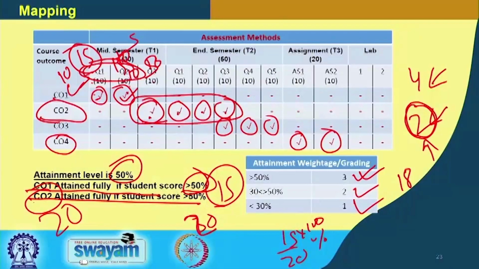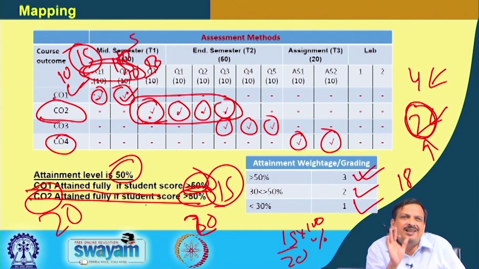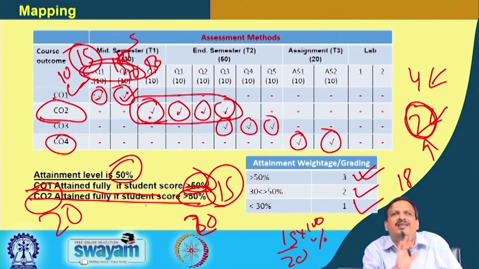We discuss how to calculate the attainment for a particular CO. Let us take the example of CO2 here. I said CO2 is attained fully if a student scores more than 50% marks. I have designed the question paper in such a way that if a student is able to answer 2 questions, they have fully attained CO2.